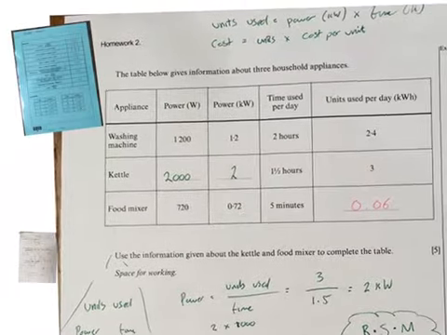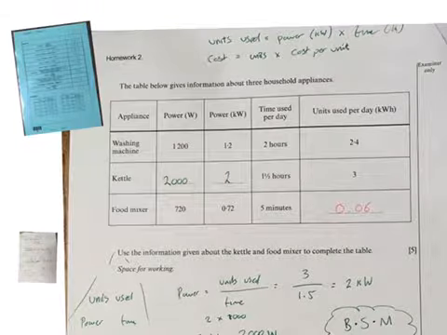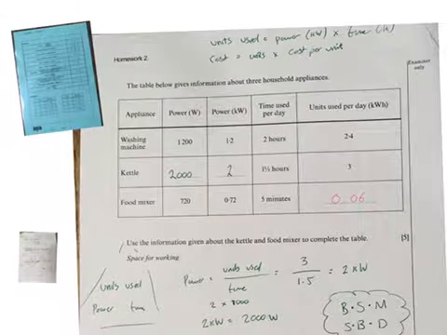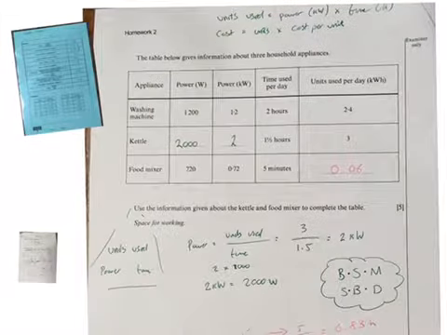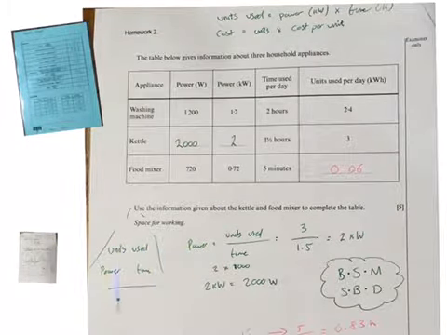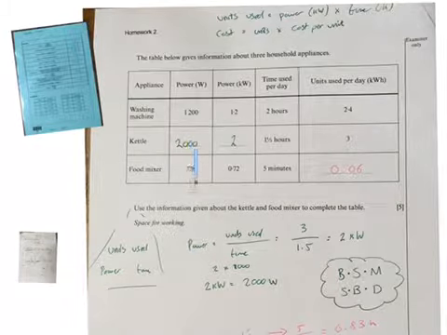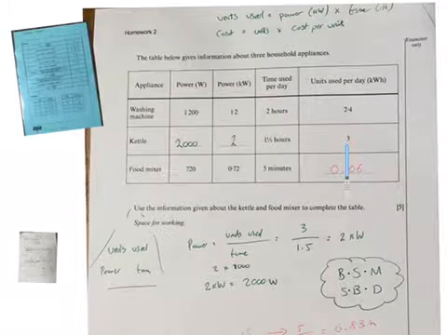This one then, a bit of a numeracy problem. You're just looking to find the pattern, fill in the blanks. Use the information given about the kettle and the food mix to complete the table. So there's space for workings there. We've said units used equals power times time. I've rearranged that to get my power for this one because I didn't know it, but I do know how many hours and how many units are used.